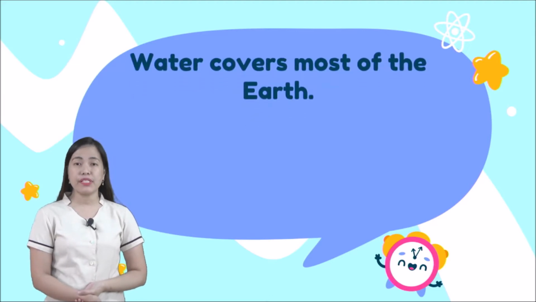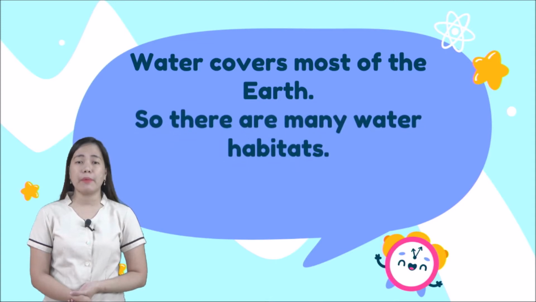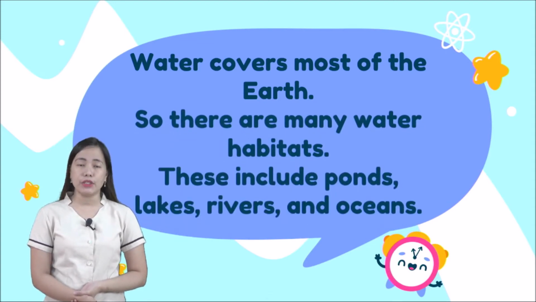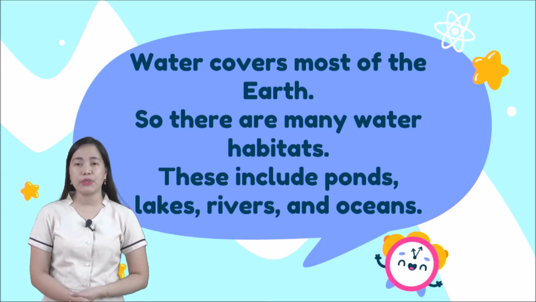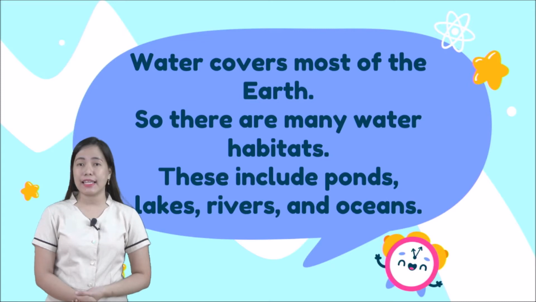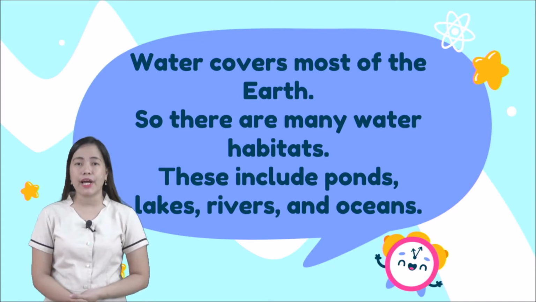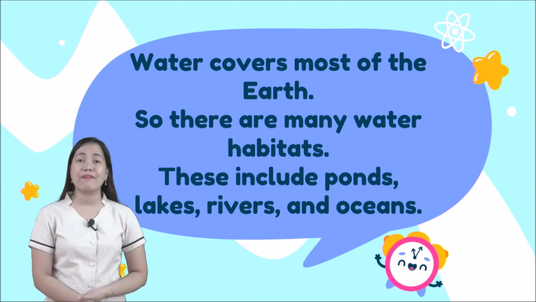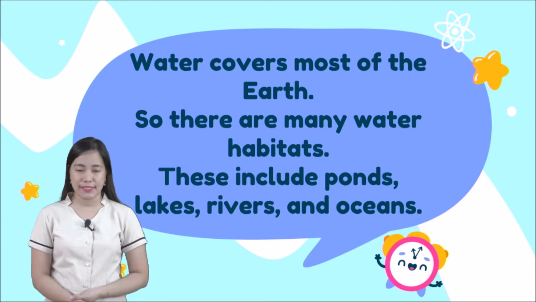Water covers most of the earth. So there are many water habitats. These include ponds, lakes, rivers, and oceans. Ponds, lakes, rivers, and oceans are water habitats. The earth is covered by water 71%, right?